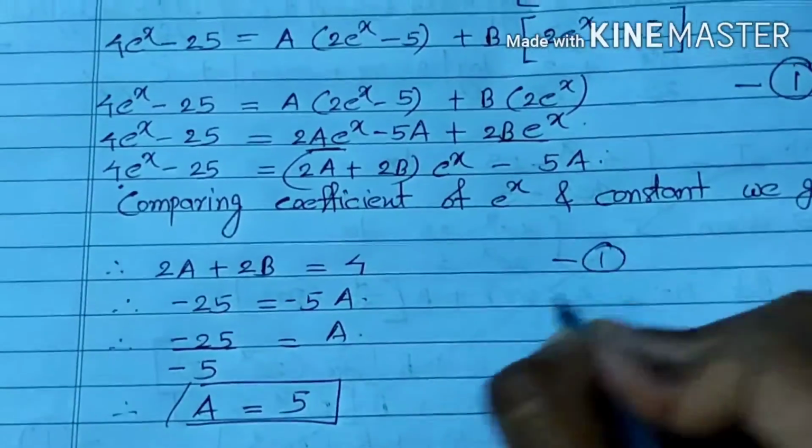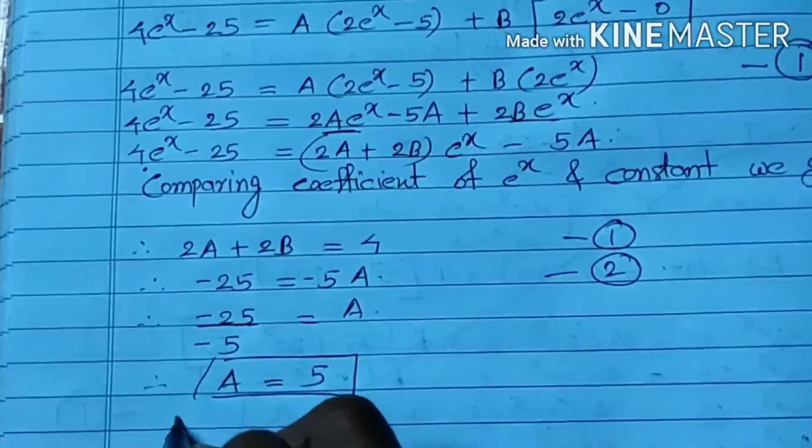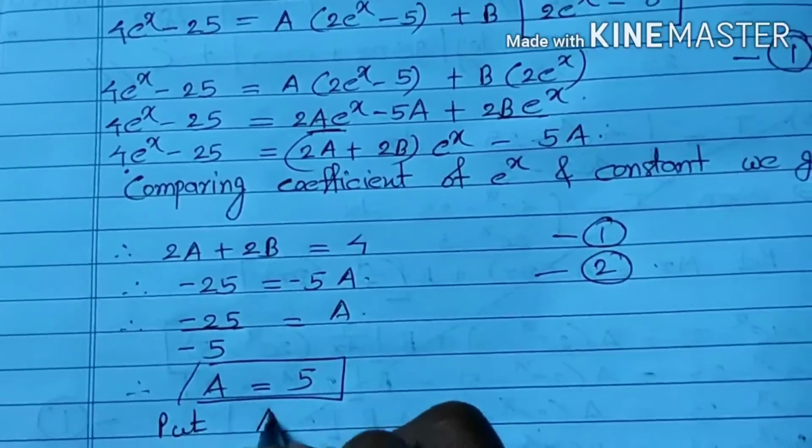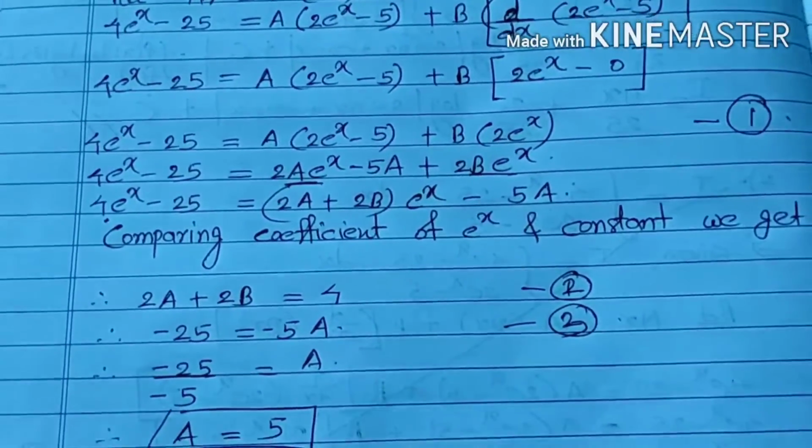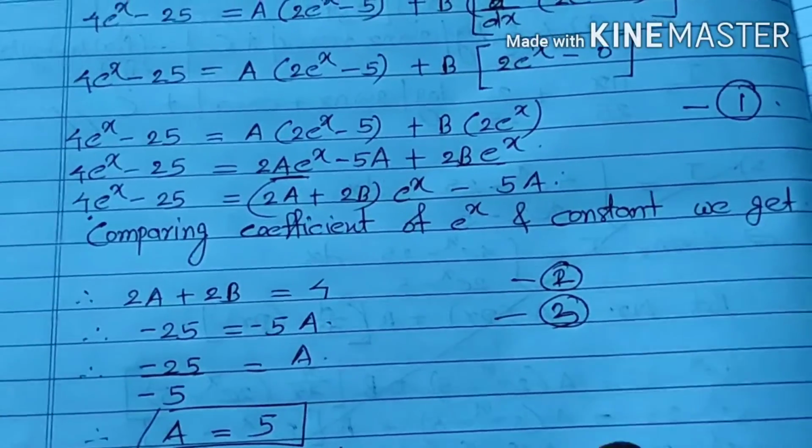Give it equation first or equation second. Put a is equal to 5. Sorry, here is second and here is third. Put a is equal to 5 in equation 2.